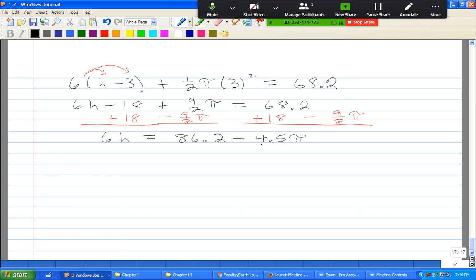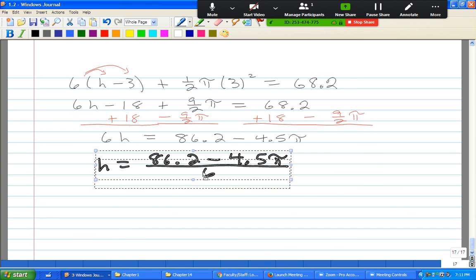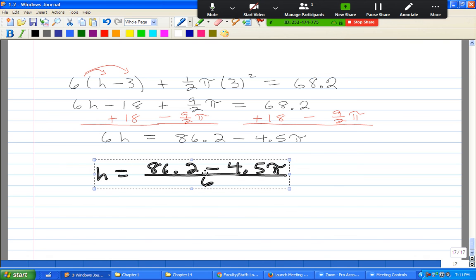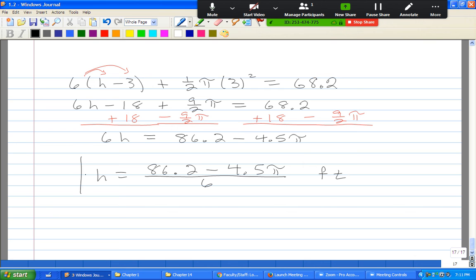And so let's divide both sides of my equation by 6. So h is equal to 86.2 minus 4.5 pi divided by 6. Let's move this down just a little bit. And this will be feet. And that is the height h of this Norman window. And so that finishes off this section.